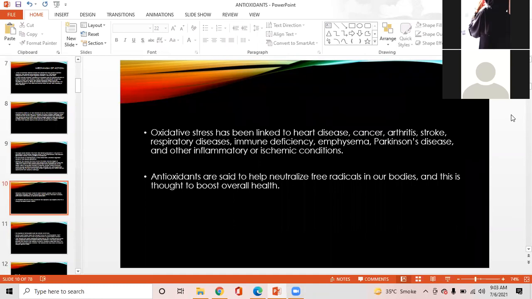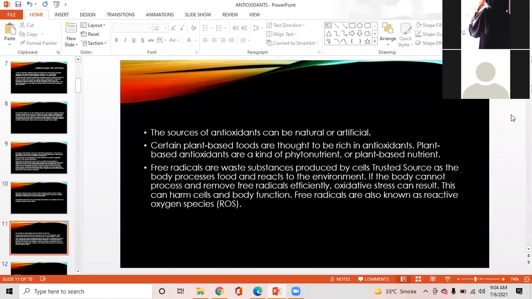Oxidative stress has been linked to heart disease, cancer, arthritis, stroke, respiratory diseases, immune deficiency, emphysema, Parkinson's disease, and other inflammatory or ischemic conditions. Antioxidants are said to help neutralize free radicals in our bodies, and this is thought to boost overall health. The source of antioxidants can be natural or artificial. Certain plant-based foods are thought to be rich in antioxidants. Plant-based antioxidants are a kind of phytonutrient, or plant-based nutrient.